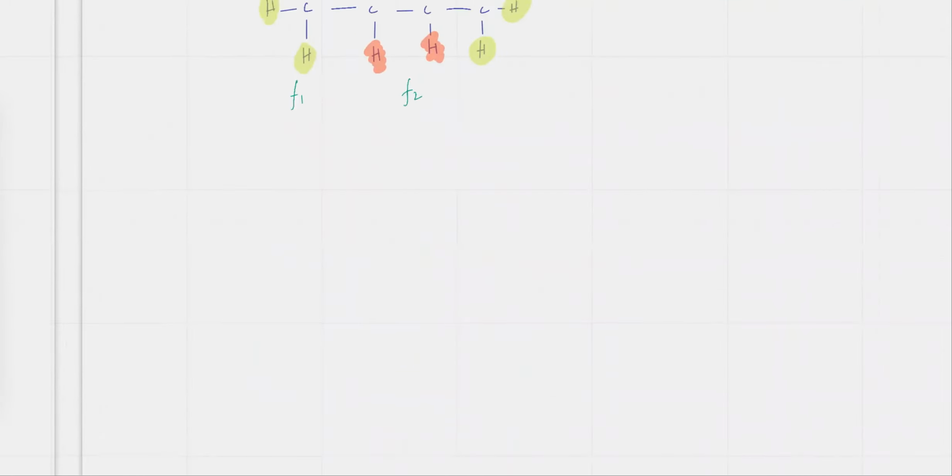Let's try and do this one. How many resonant frequencies for this one? And which ones?